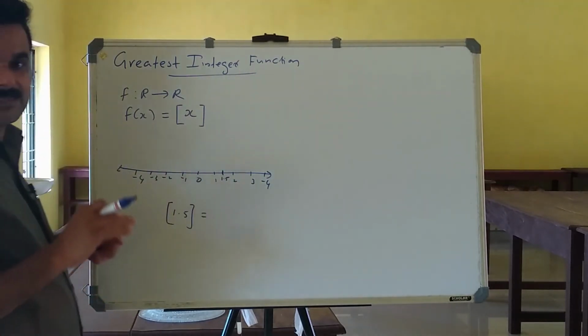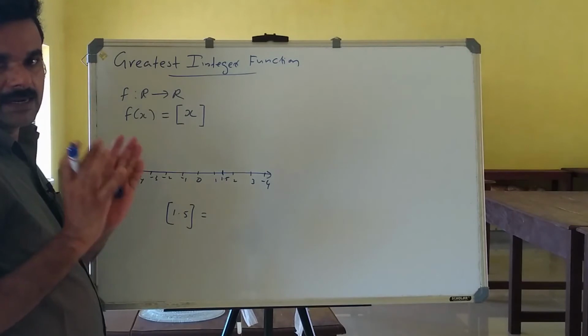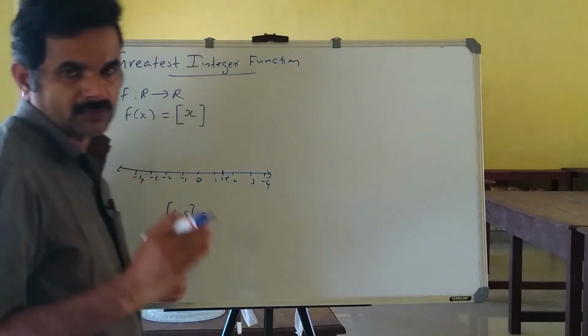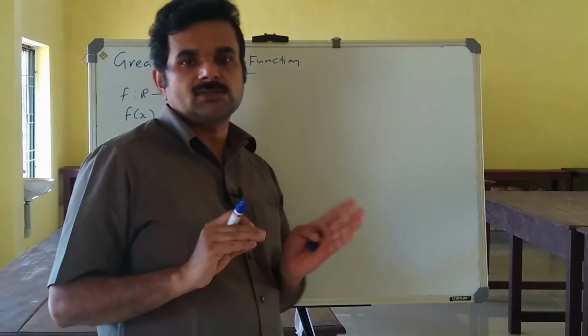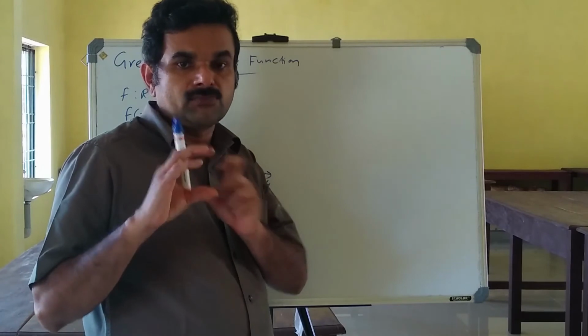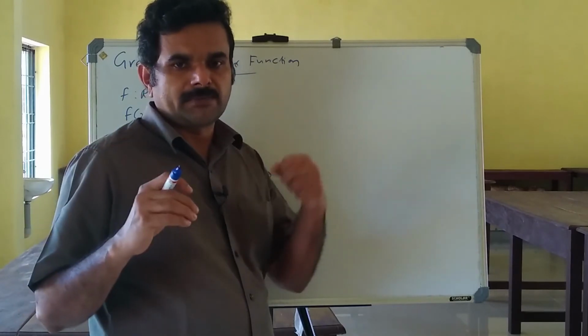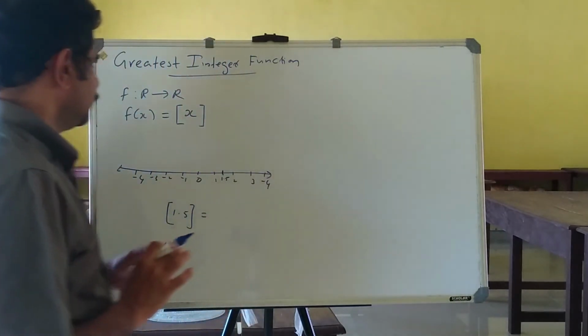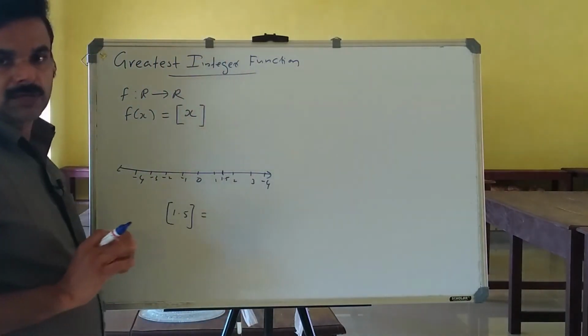Here, what are integers? Integers are complete numbers. 1 is an integer, 0 is an integer, 2 is an integer. 2.5 is not an integer because 2.5 means 2 and a half. Integer means a full number, 3, 4, 5, or minus 1, minus 2, minus 3, minus 4, etc. 1 by 2 is not an integer. Here, 1.5 is not an integer.